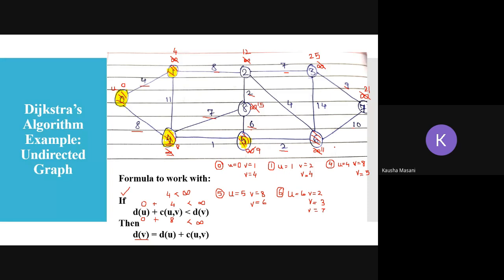Now which one will be the next? Observe the diagram and tell. Students online, observe the diagram and tell me which one is my next vertex. Correct, vertex 2. So U value is 2. What will be my V values? 3 and 8. Correct.